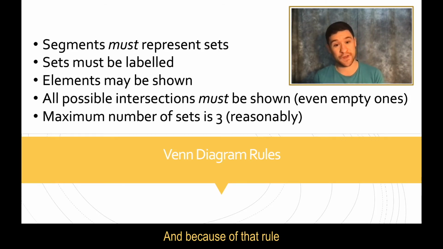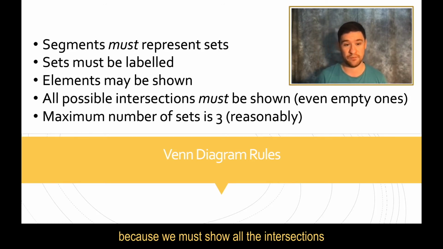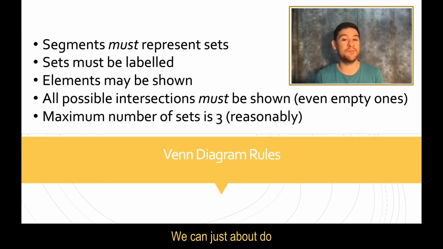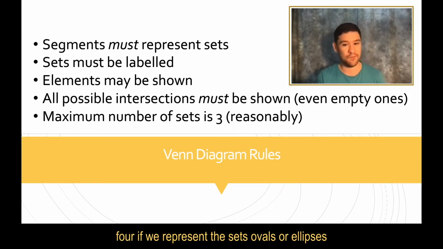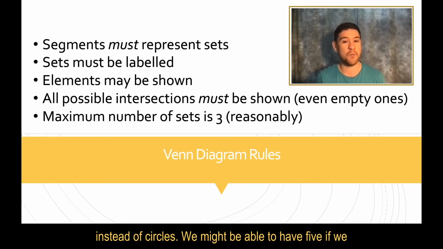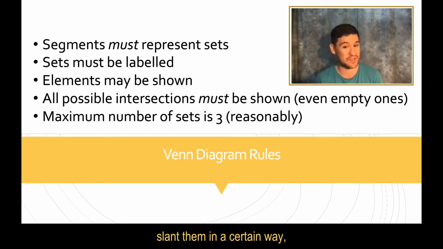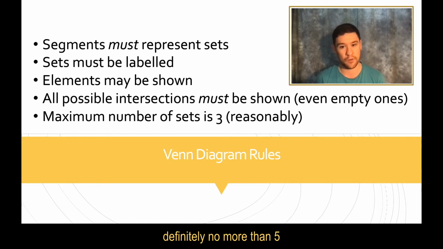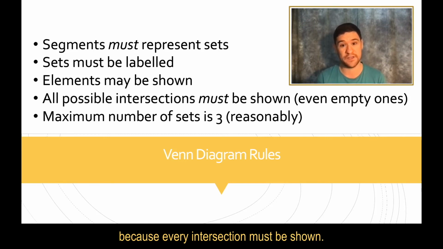And because of that rule, because we must show all the intersections, we can't really show more than about 3 sets. We can just about do 4 if we represent the sets as ovals or ellipses instead of circles. We might be able to do 5 if we slant them in a certain way, but reasonably we can only have Venn diagrams of 3 different sets. Definitely no more than 5, because every intersection must be shown.